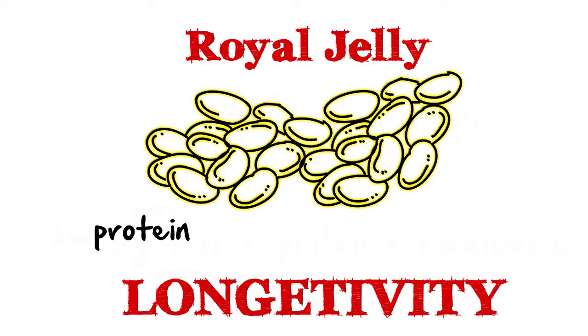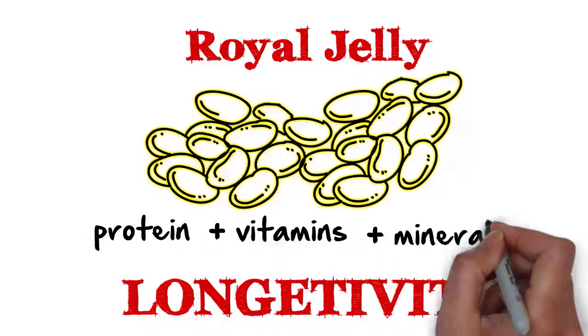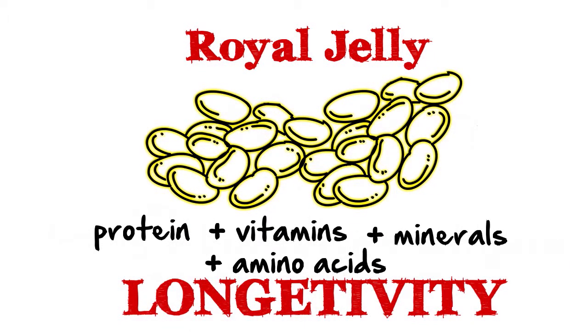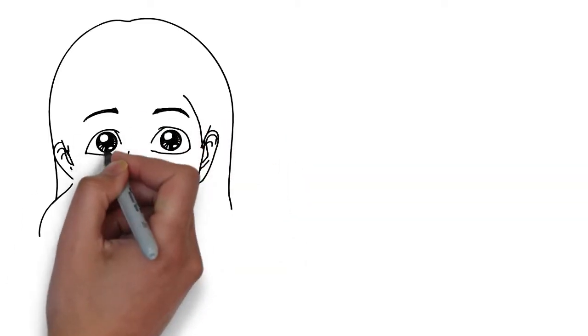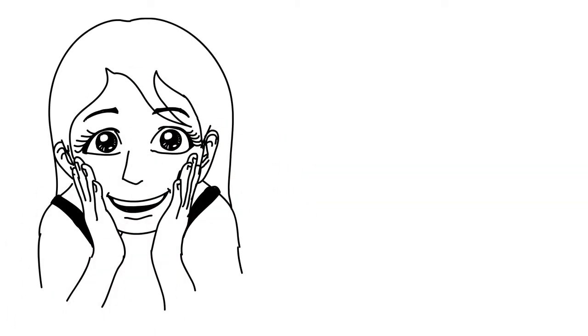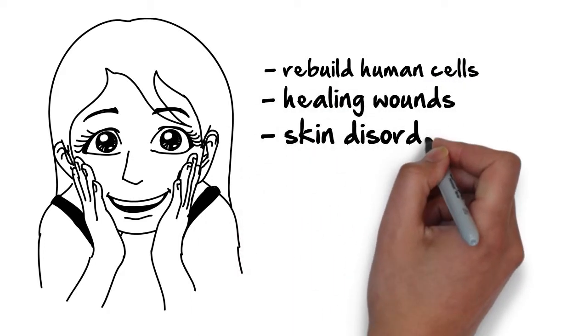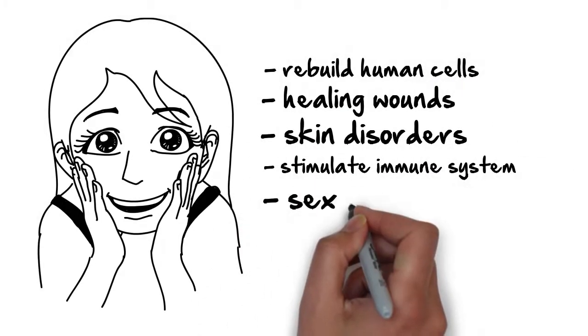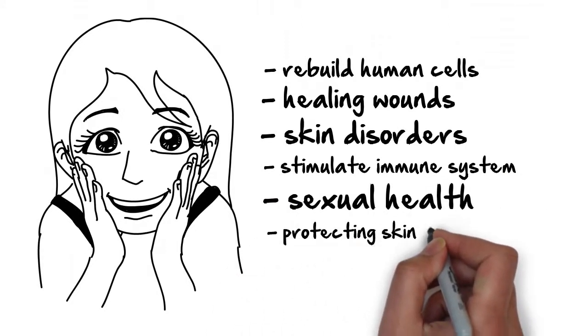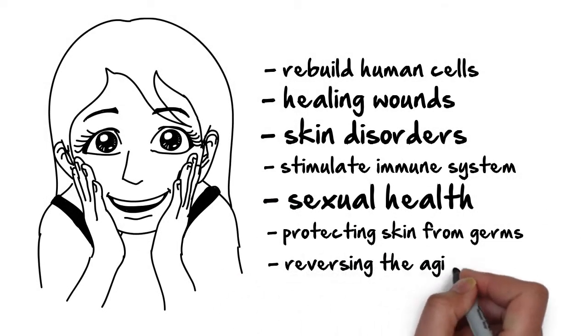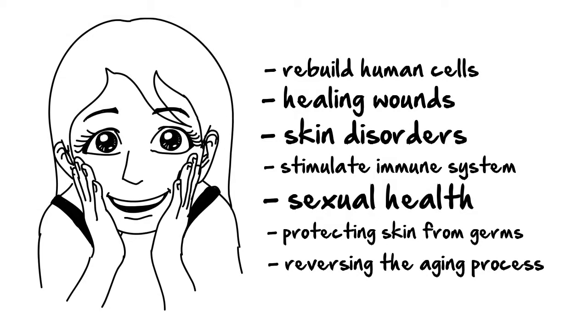With its blend of proteins, vitamins, minerals, and amino acids, royal jelly has a list of health-giving properties that might look a little like science fiction, including the rebuilding of human body cells, healing wounds and skin disorders, stimulating the immune system, reviving sexual health, protecting the skin from germs, and even reversing the aging process.